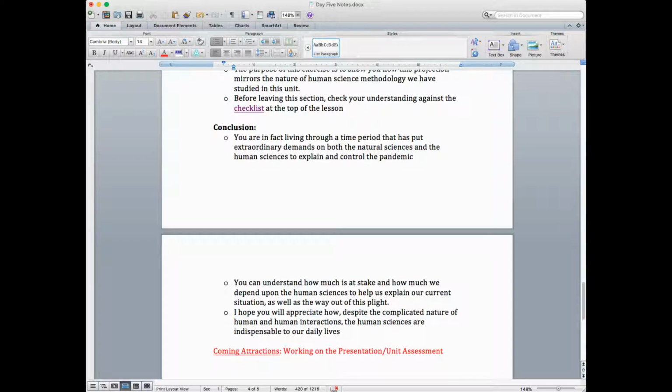In our conclusion, you are in fact living through a time period that has put extraordinary demands on both the natural sciences and the human sciences to explain and control the pandemic. You can understand how much is at stake and how much we depend on the human sciences to help us explain our current situation as well as offer a way out of this plight. I hope you will appreciate how, despite the complicated nature of human interactions, the human sciences are indispensable to our daily lives. Well, that wraps up the learning portion of the human sciences.